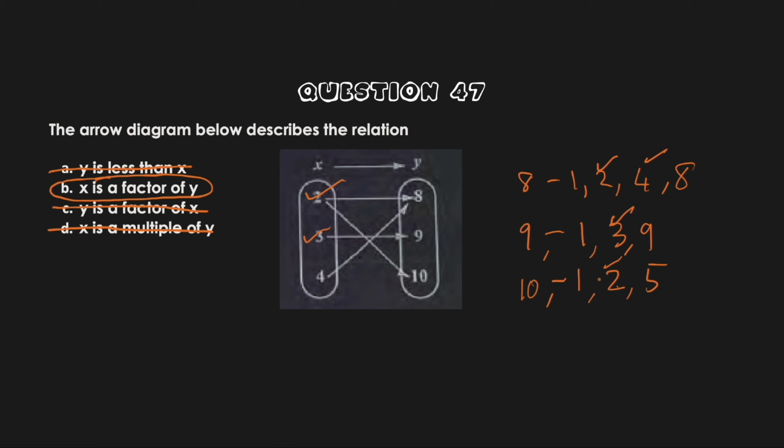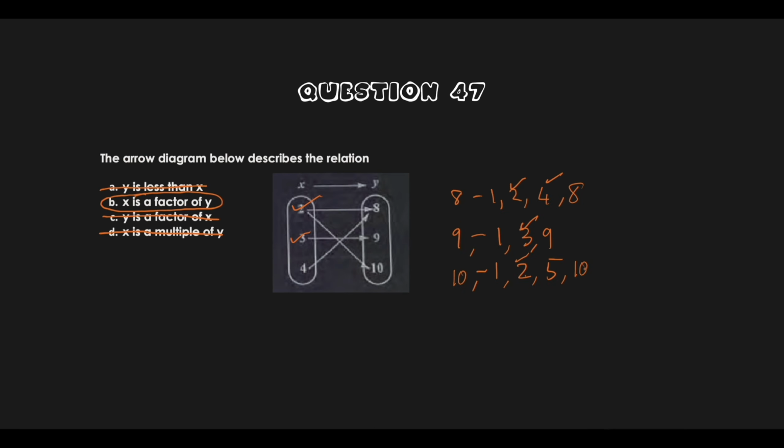And we have the 2 alone that matches with the 10. Also remember, 10 is a factor of itself. But all we needed to explain and prove these points were these numbers that you see here that are ticked. So just remember that the answer here is x is a factor of y.